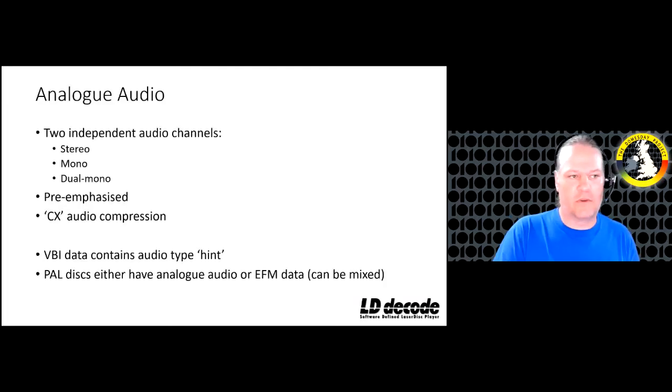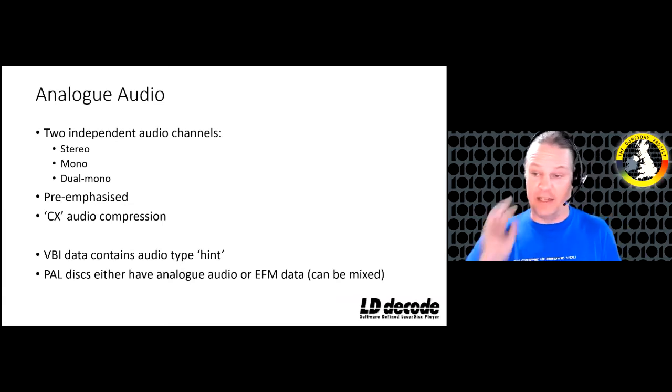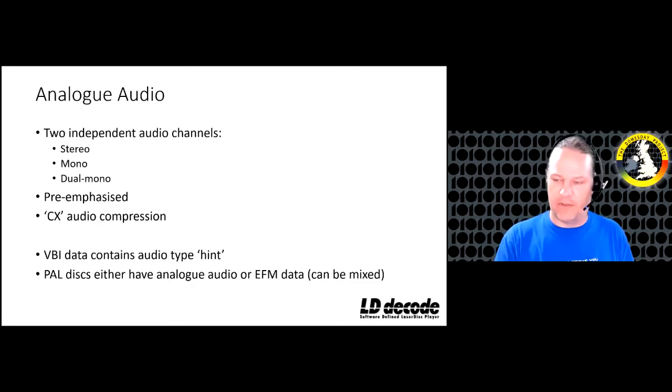There's a few other things as well. Analog audio, and I'm not going to labor on these too much. The nice thing about Laserdisc is it actually has independent mono channels, so you can have bilingual discs. It also has a thing called CX audio compression, like an equalization that can be applied to it. But the downside with analog audio is that PAL disc can't have it and EFM at the same time. So the Domesday disc do actually have a little bit of analog audio in the intro, but that's the only analog audio there is on the whole disc. The rest of it is all EFM data.